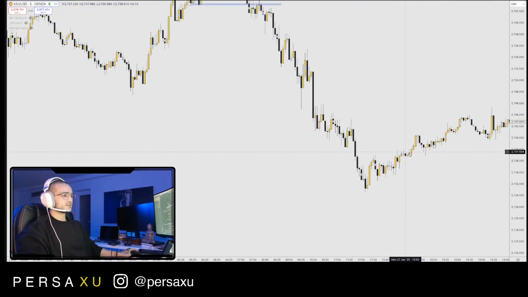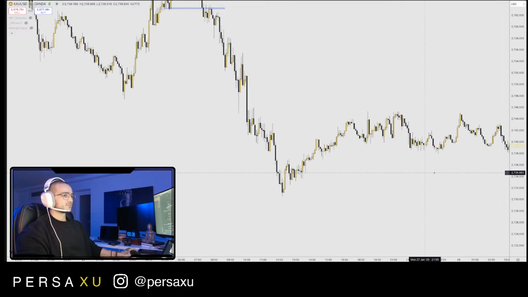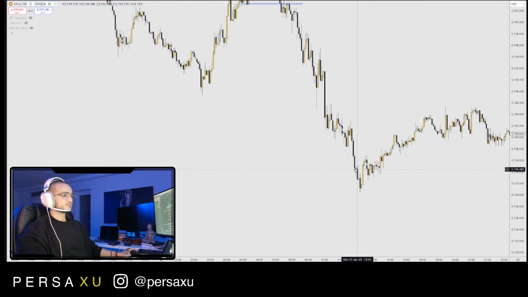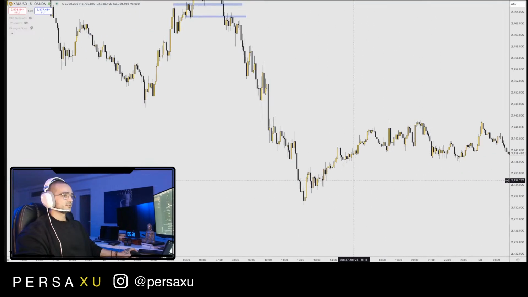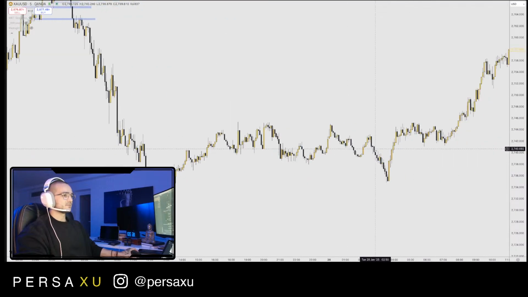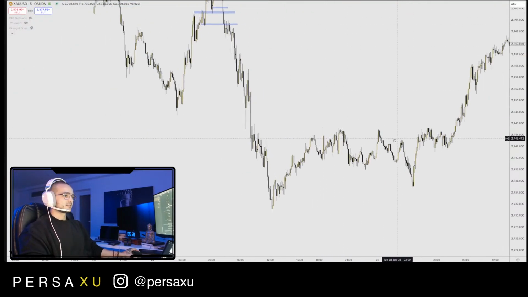Let's study a V shape. A V shape right here. But that's not the sort of V shape. This is the sort of V shape I want to show you. Look at that one. 5-minute time frame. This is an awesome V shape.